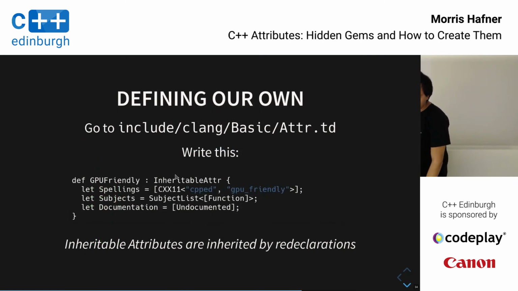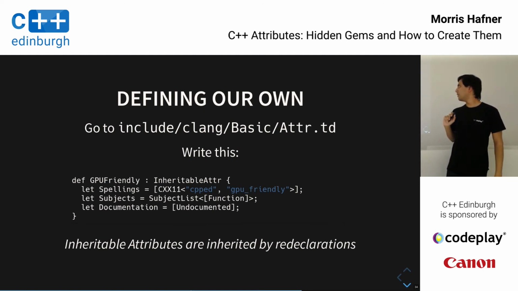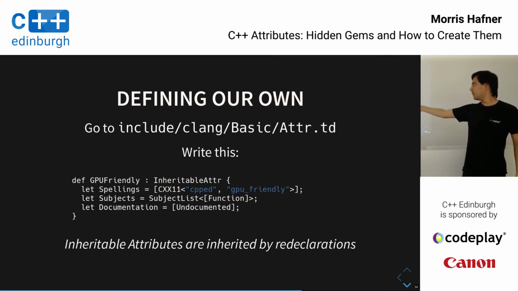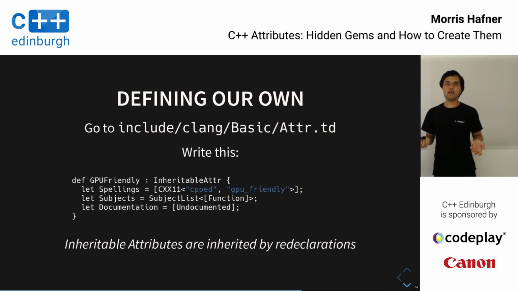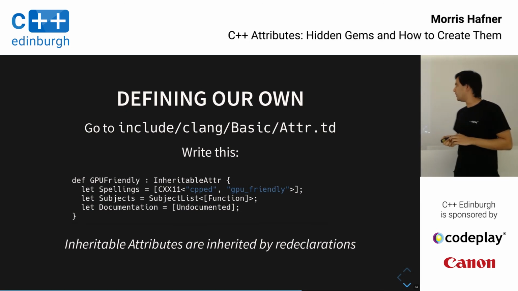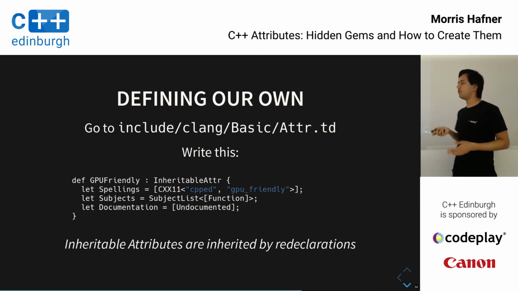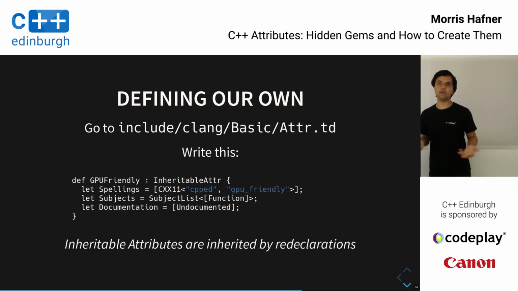But yeah, so we're going to use this to define our own attribute. All the attributes are defined in include/clang/Basic/Attr.td. And all you need to do is write this. You write def, the name of your attribute, which is an InheritableAttr. I want to have C++11 spelling in the clang namespace, and I want to call this attribute gpu_friendly. I want to attach it to functions only. So if I try to attach it to, say, a namespace, Clang would automatically give me an error. I don't need to write the boilerplate for it.